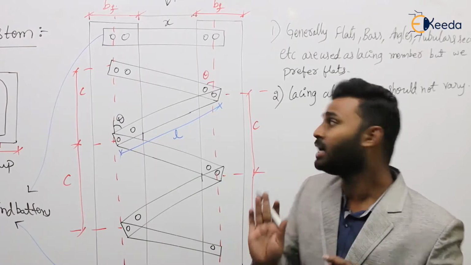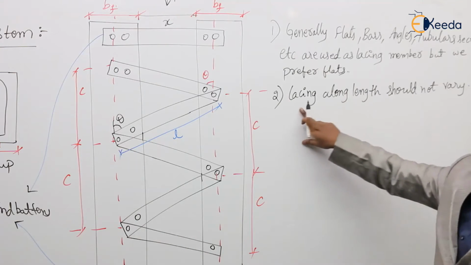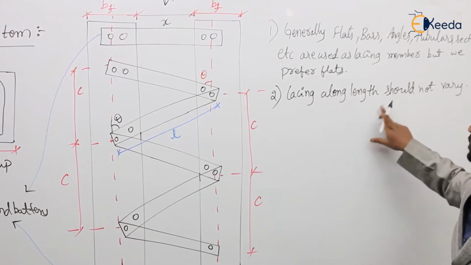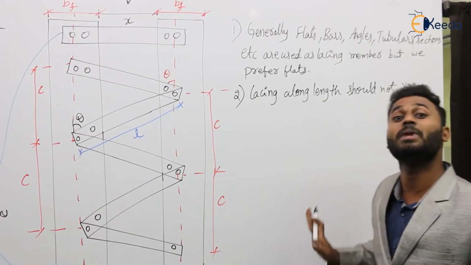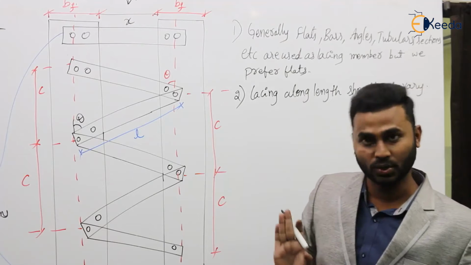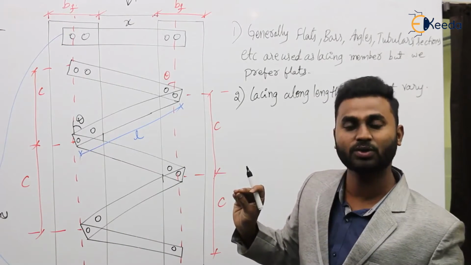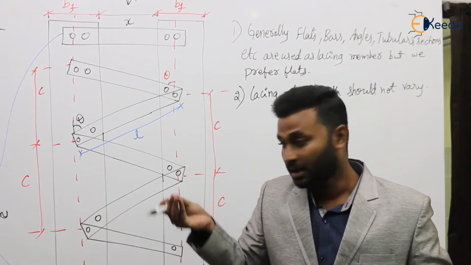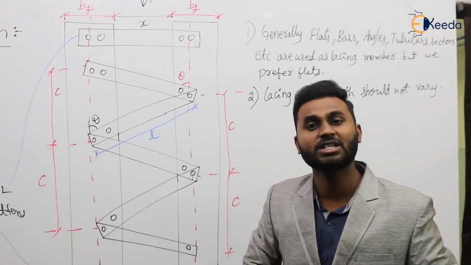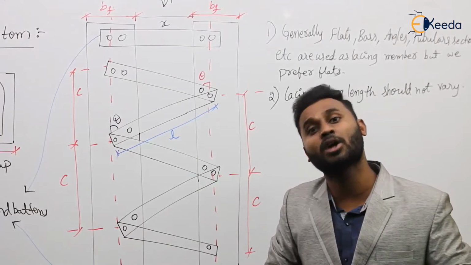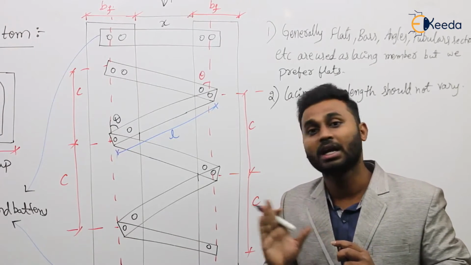So the lacing system along the length should not vary. It is for the symmetry. That is the provision we should follow, so that only then the easy analysis is possible. If it is varying, then the analysis is very, very complicated. So based on that, the lacing should not be varying.